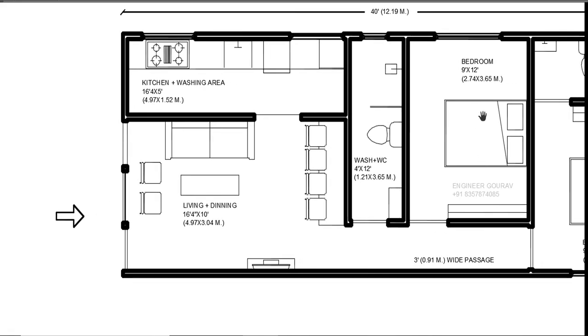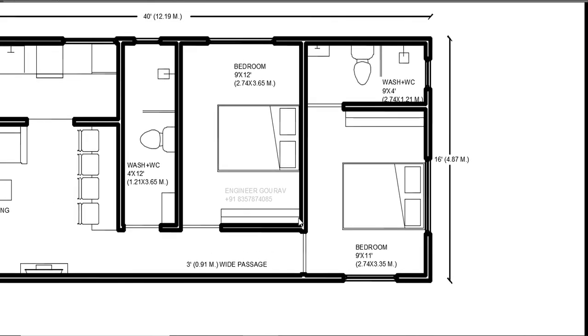On the left side we have bedroom number 1 here. You can see here the bed arrangement, wardrobe arrangement and a large size window for ventilation and light purpose. On the back side we have bedroom number 2 here. You can see here the bed arrangement, wardrobe arrangement and also a large size window for ventilation and light purpose.